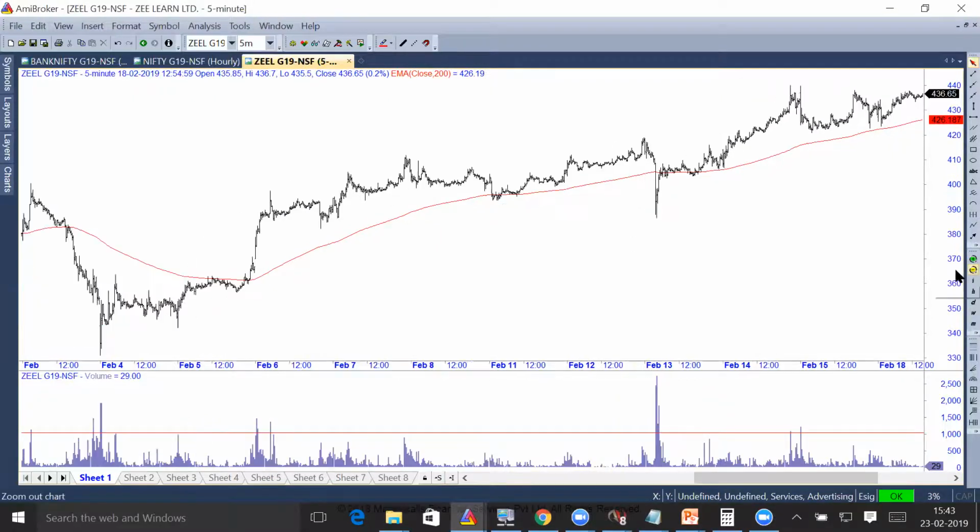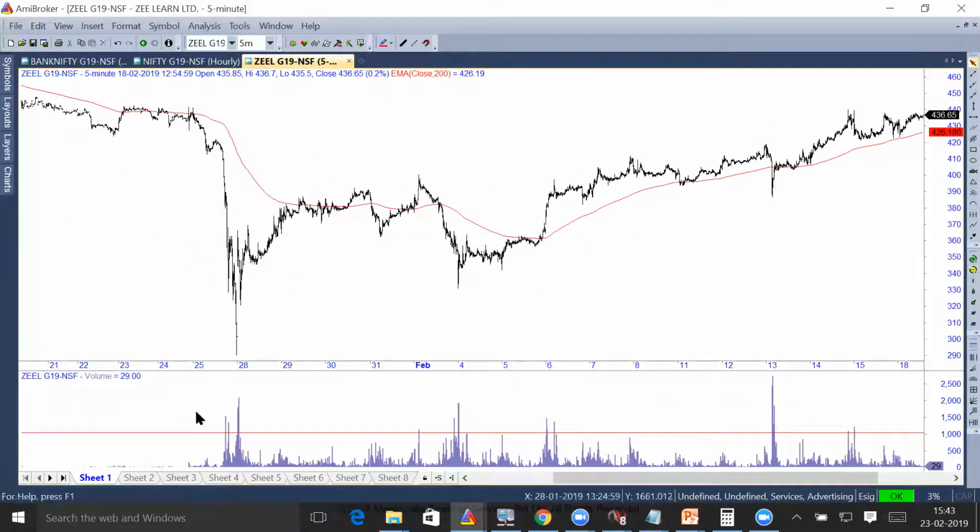So going by your past experience, anything above 1,000 lots happening in a 5-minute candle, I'm talking about a 5-minute candle, could be a bigger volume here. So it's a very simple study. You just go back and check the volume, and you'll know that.